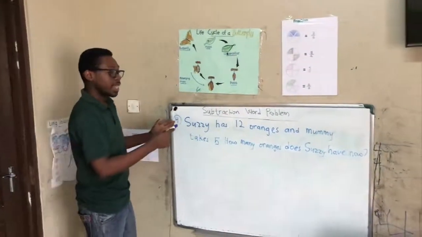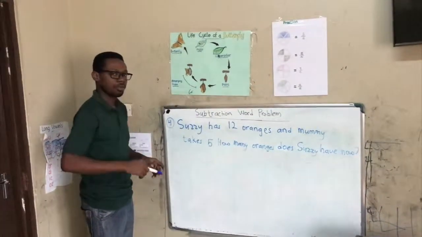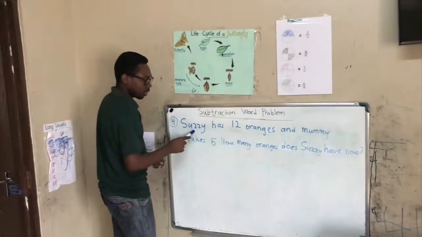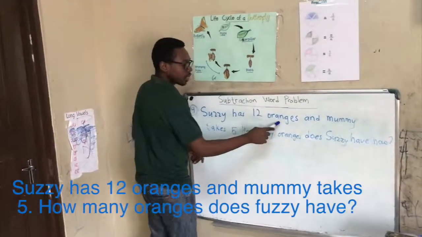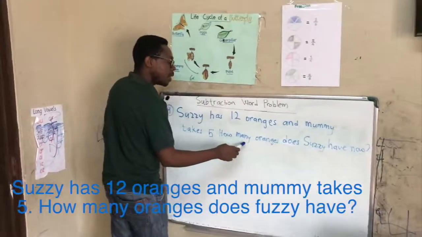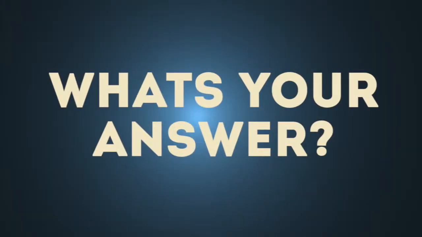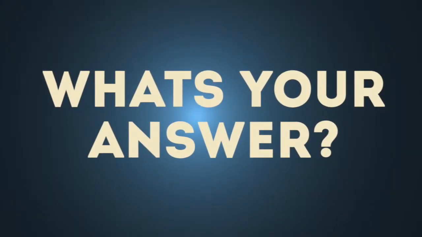Alright. In the fourth word problem, you are going to solve it by yourself. You read, Susie has 12 oranges and mommy takes 5. How many oranges does Susie have now? What's your answer?